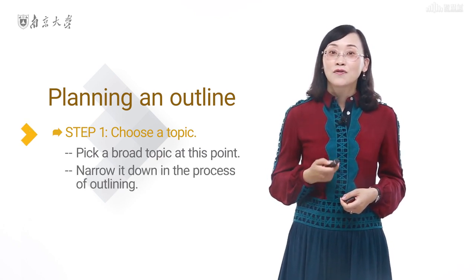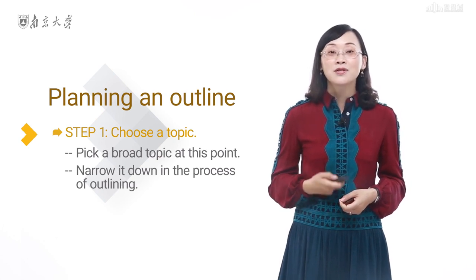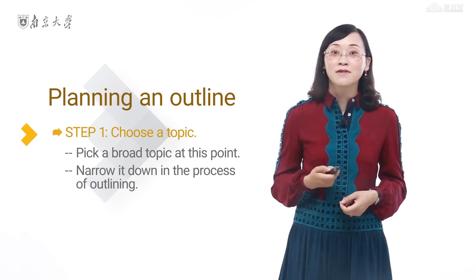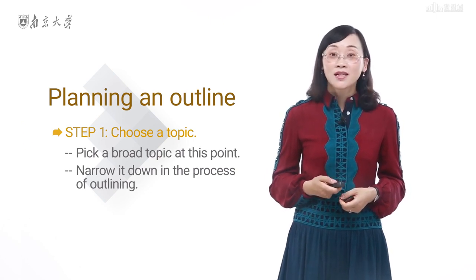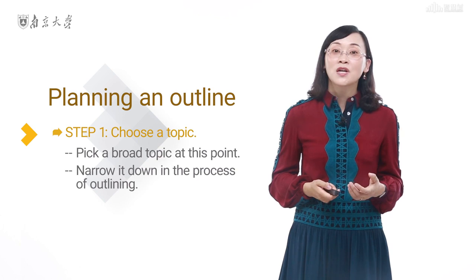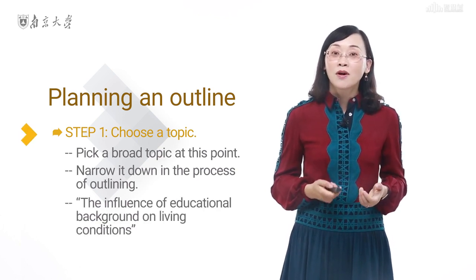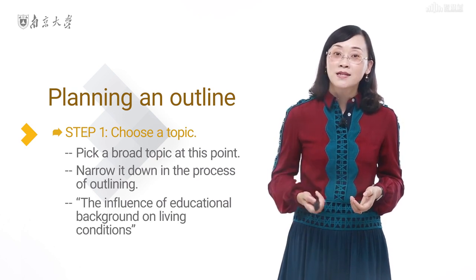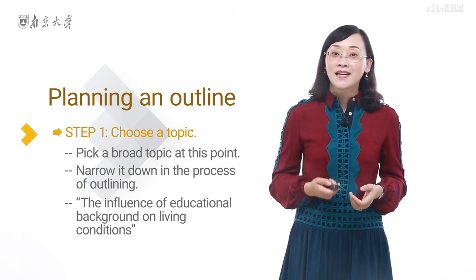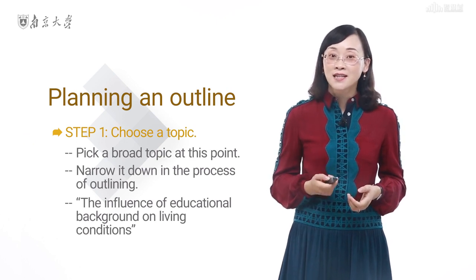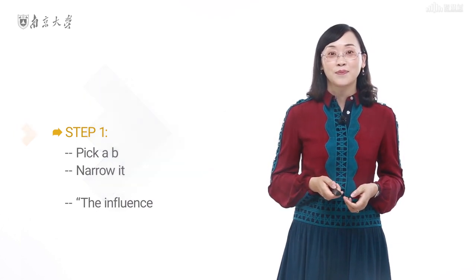Let's say you've got an interesting observation that people's educational background may influence many aspects of their life. You want to do research on it, but you are not sure from which perspectives you are going to discuss. It's alright to keep the broad topic as the influence of the educational background on living conditions. You might later narrow it down to a specific condition as you organize the information you have collected.